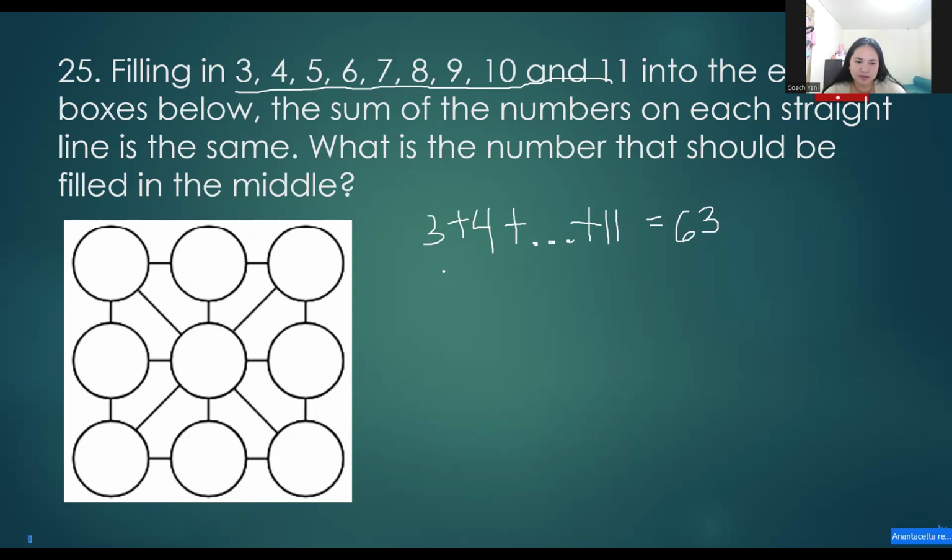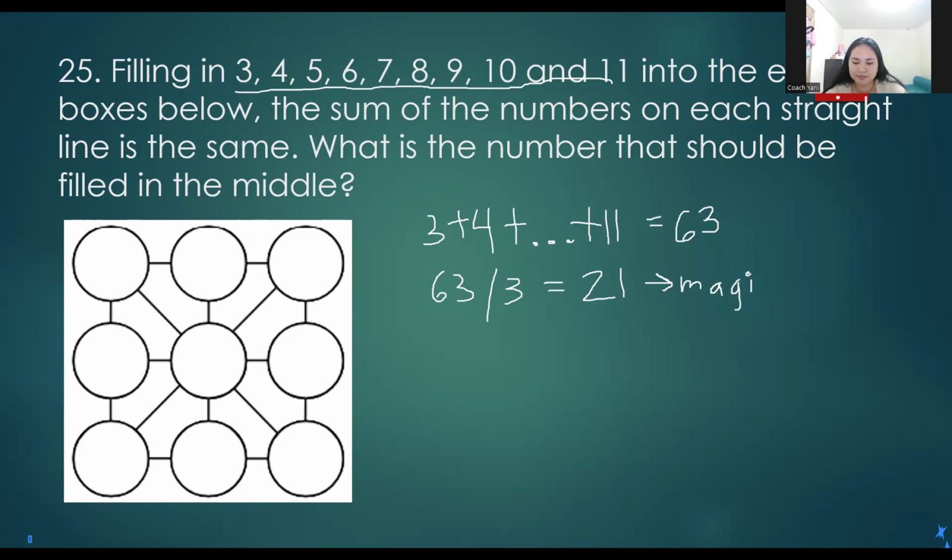And columns? It's 3. So you need to divide the sum by 3. That's the number of rows. And that would be 21. So this would be the magic sum. So each row, each column should have a sum of 21. What's the next step? Do you know?